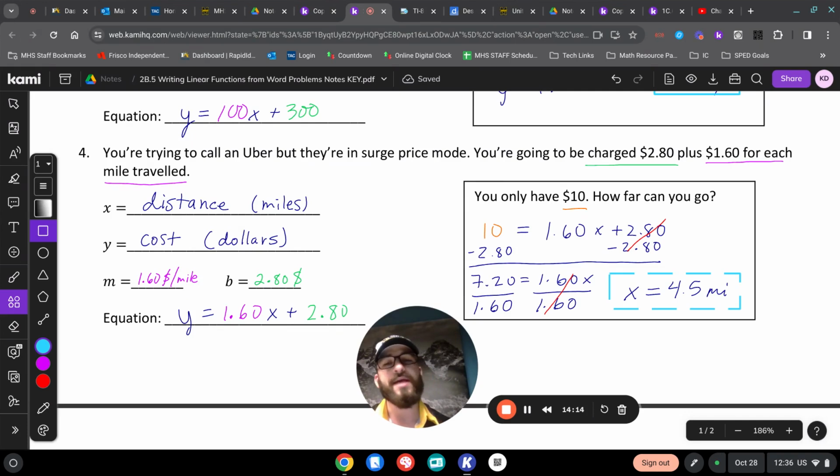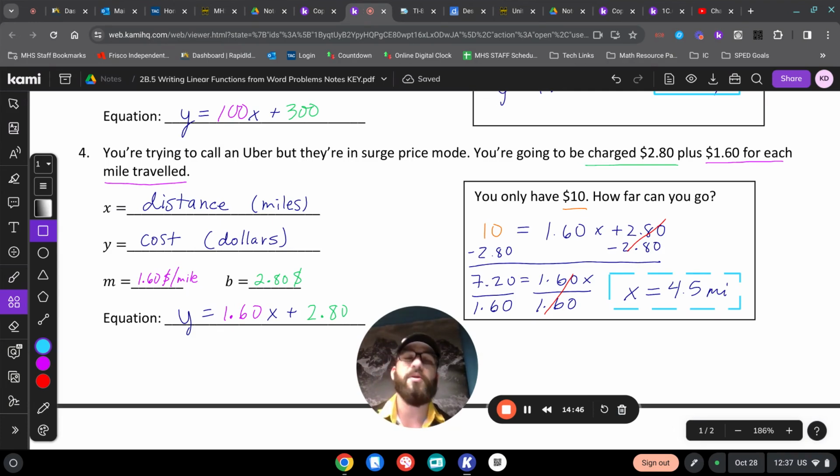We have two things happening. We're charged $2.80 right up front. We're going to pay that $2.80 no matter how far we go. So that's definitely our initial amount. And then we're getting $1.60 for each mile traveled, so that "each" definitely tells us slope and it is going up. So it's going to be a positive $1.60. So our equation is y equals 1.60x plus 2.80. So relatively straightforward. Okay. Now, a little different than our last one, you only have $10. How far can you go?